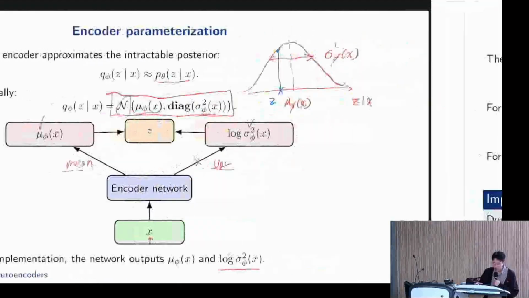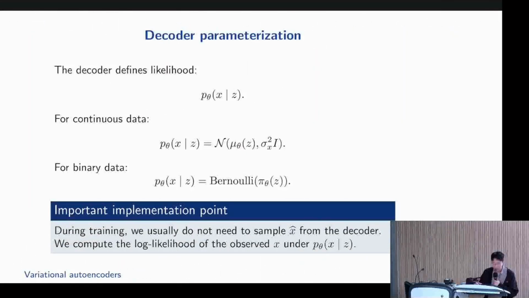So that's the encoder. How about the decoder? It's pretty much similar. It receives z and outputs the parameters that define the distribution x given z. For continuous data, we would like to use a Gaussian. For binary, we could use Bernoulli, but you don't have to. You can decide your own distribution.